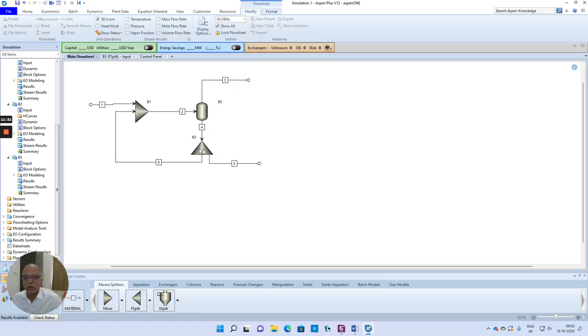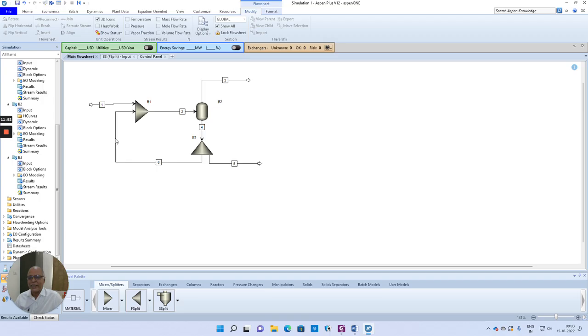But until and unless it solves B3, it will not be able to identify that stream 6 is void in the sense of zero flow. So it will be guessing values for this tear stream. Given the feed stream and guessed values for the tail stream, now it will be able to calculate block 1 to calculate stream 2. Once you know the input to this flash column, you will be able to solve the flash model to calculate stream 3 and stream 4. Now you solve block 3, you will be able to calculate 5 and 6.